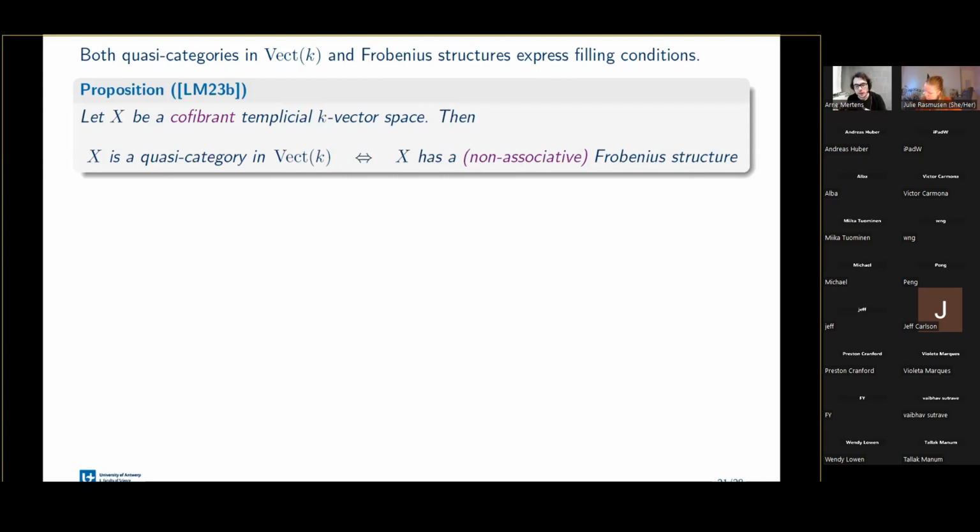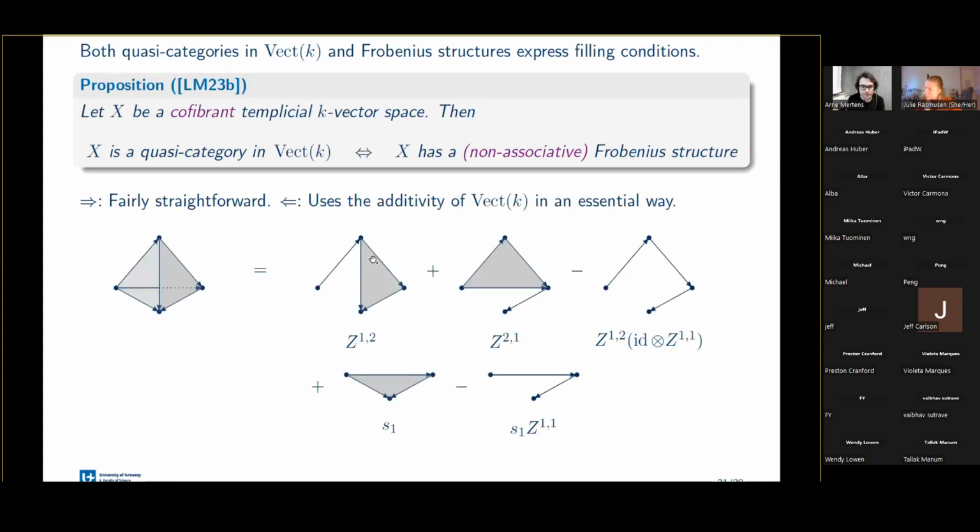In one direction, it's maybe not too surprising. This also holds in more generality: if I replace vector spaces by a general V, this would still hold. It's the other direction which is the more surprising part, and it also uses the additivity of vector spaces in an essential way. The idea is that if you have the Frobenius structure, then you can fill in all of the necklaces in a coherent way. And you want to be able to fill in horns.